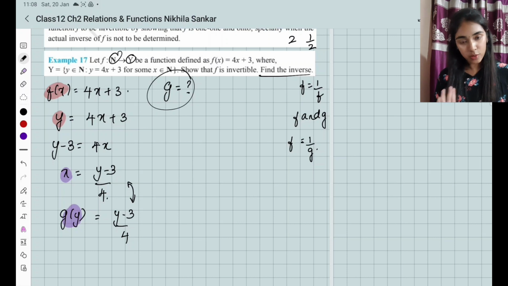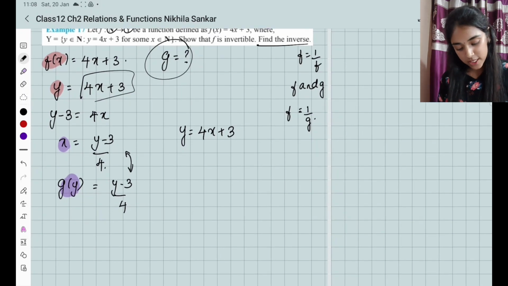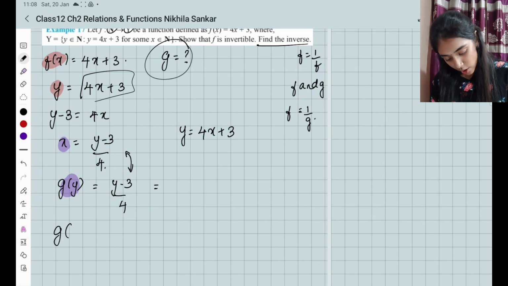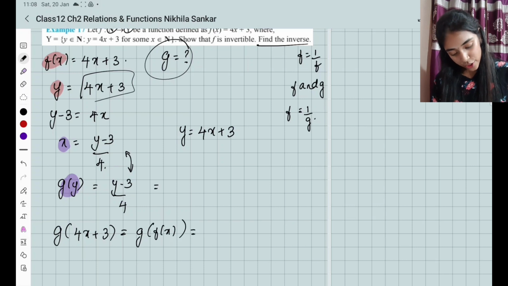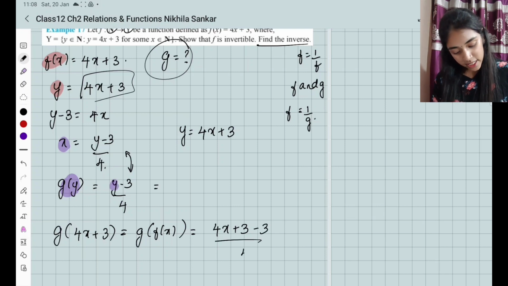Same step. Okay, but now what is the value of y? y equals 4x plus 3 from this. And I substitute that here. I'll put it in the next step. What am I basically doing? I have g of 4x plus 3. So I'm basically doing g of f of x, which is 4x plus 3. Substituting for y, wherever y is, I substitute 4x plus 3, minus 3 divided by 4.